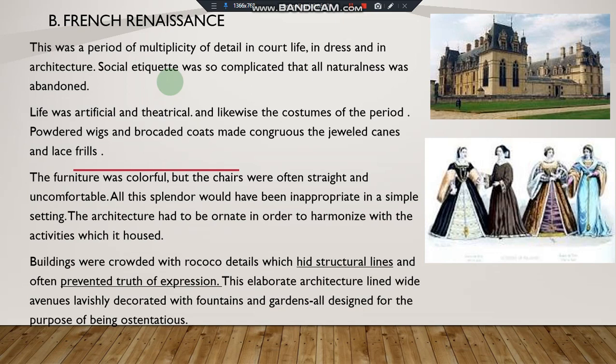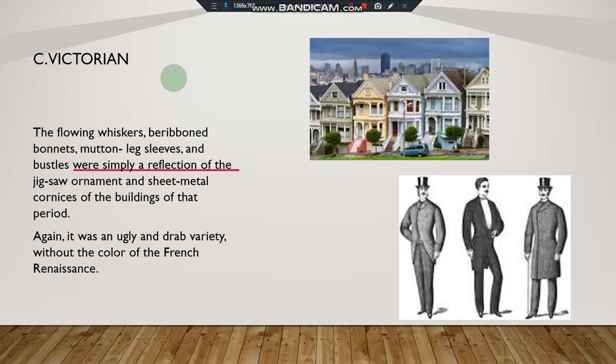So that is being ostentatious. Okay. So next is the Victorian period. The flowing whiskers, berry bonnets, mutant leg sleeves, and bustles were simply a reflection of the jigsaw ornament and sheet metal cornices of the buildings of that period. Again, it was an ugly and drab variety without the color of the French Renaissance. So, ito yung kanilang kasuotan, ito yung kanilang sample of the architecture.